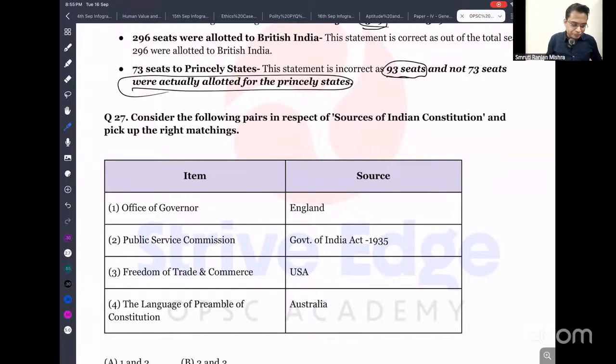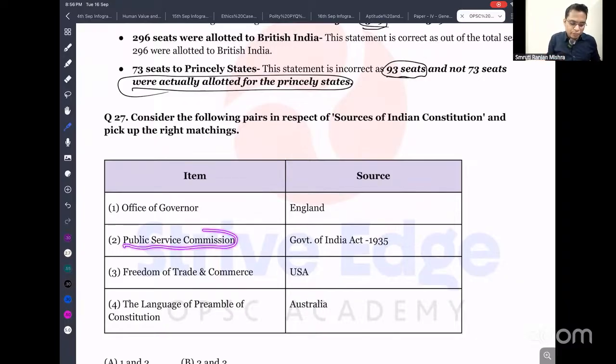Let's move ahead. Consider the following pairs in respect of sources of the Indian Constitution and pick up the right matching. The first one is Office of Governor. Office of Governor from England? No, England has a centralized, unitary constitution. In a unitary constitution, there is no need for any governor. Only in a federal system, when we have union and states, do we need a governor. So we have not borrowed the office of governor from England. Rather, we have borrowed it from the 1935 Act, and also from Canada, because we have followed a pattern of constitution similar to Canada.